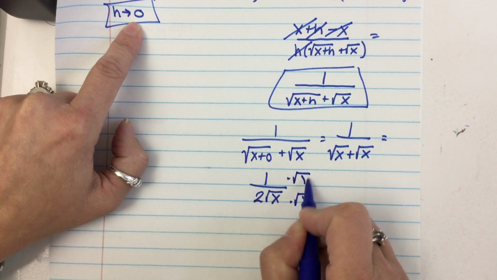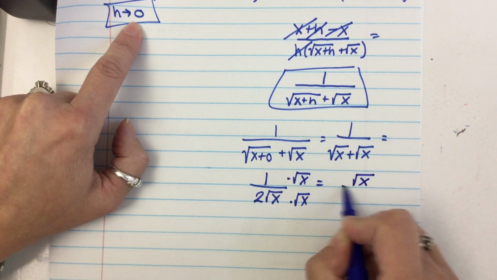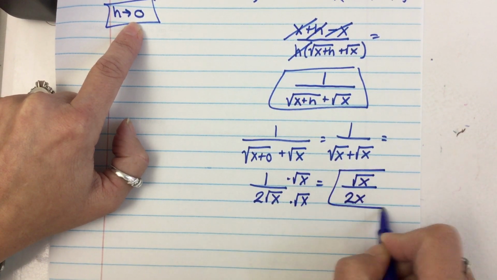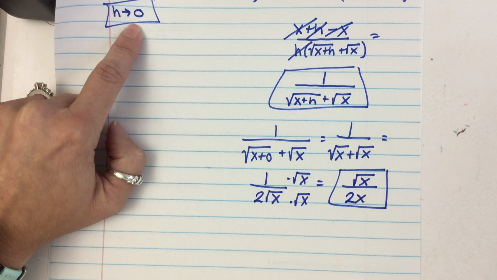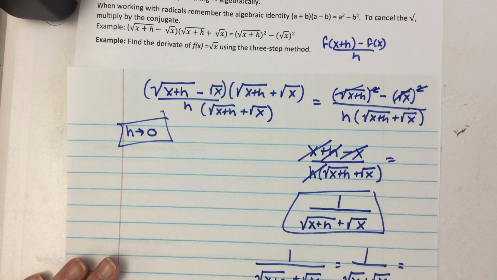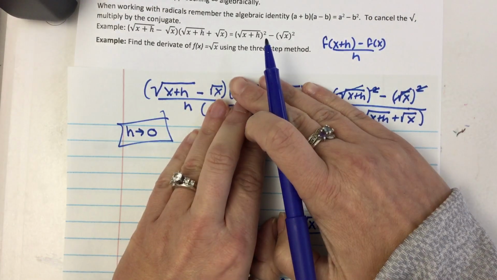Multiply both top and bottom by the square root of x. I have the square root of x over 2x. That is the derivative. So again, to recap, I had started off with this problem, okay?